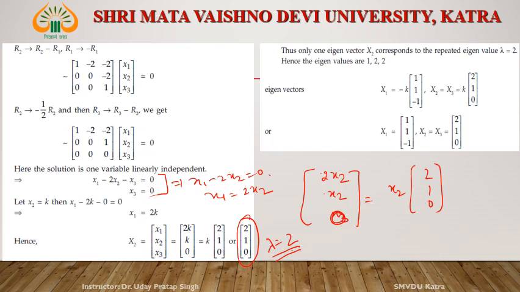So we get only one vector corresponding to the repeated eigenvalue. Lambda equal to 2 is the repeated eigenvalue, since our eigenvalues are lambda equal to 1, 2 and 2. For the repeated eigenvalue we got only one vector, 2, 1, 0. Hence our vectors are 1, 1, minus 1, and then write this vector 2, 1, 0 two times.